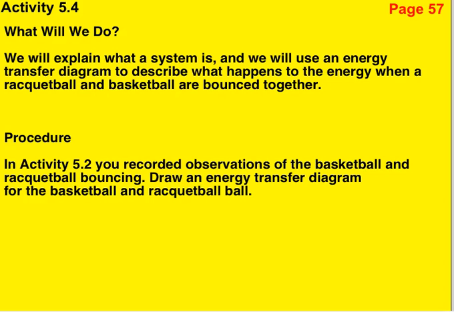So here are the procedures. In activity 5.2, you recorded observations of the basketball and racquetball bouncing. Now what you're going to do is draw an energy transfer diagram for the basketball and the racquetball. On page 57, you have that big square, that big box. Go ahead and pause the video and draw an energy transfer diagram for the basketball and the racquetball.